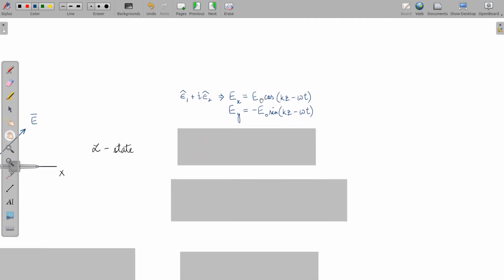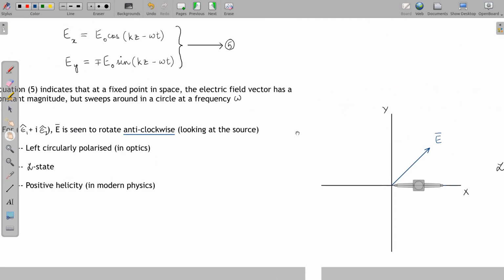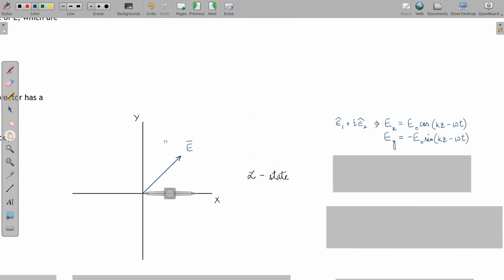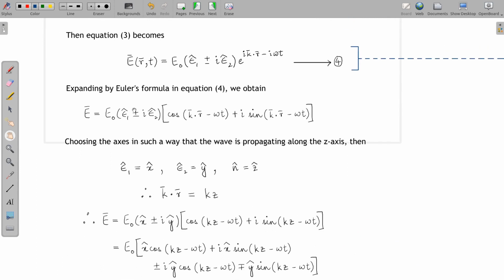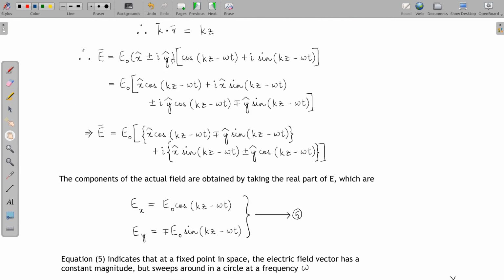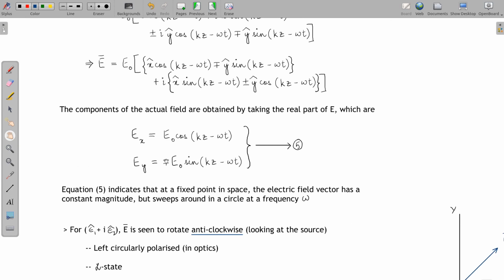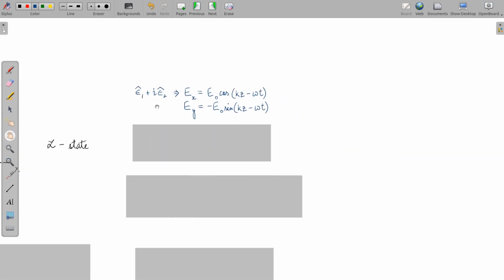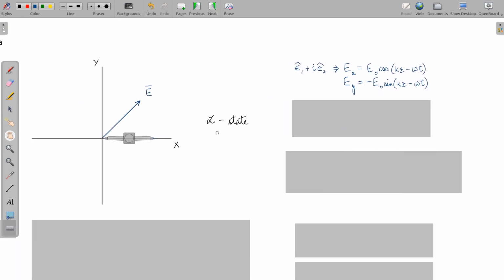This will imply that Ex is going to be equal to E naught cos(kz minus omega t), and Ey is going to be minus E naught sin(kz minus omega t). How did we get that? We can get that from here, because I have chosen the upper symbol, which is the plus. The moment we have the upper symbol, we have to choose the corresponding upper symbol everywhere. The upper symbol for the y component is minus, so that's why we get a minus sign here. So epsilon 1 plus i epsilon 2 corresponds to this being the x component, and the y component will have a minus sign, minus E naught sin(kz minus omega t).